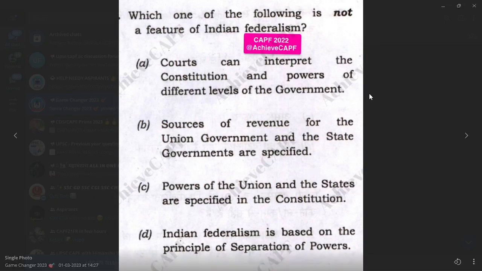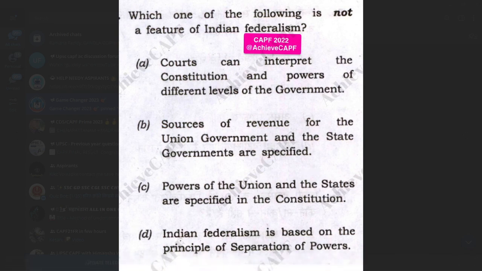Which of the following is not a feature of Indian federalism? Courts can interpret the constitution and powers of the different levels of government. Sources of revenue for the union government and states are specified. Powers of union and states are specified in the constitution. Indian federalism is based on the principle of separation of power. I think A or D. What do you say, Monica?